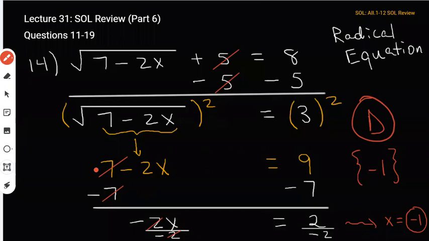Now, sometimes you're going to get answers that actually don't work. When you plug them back in, you'll take the square root of a negative number, but I don't think that's going to happen for this one.